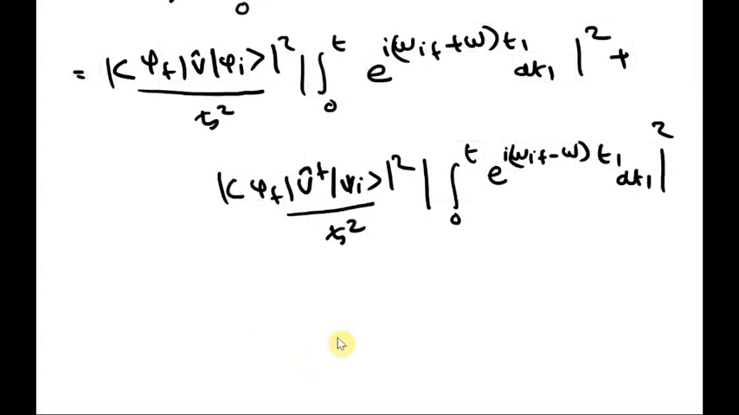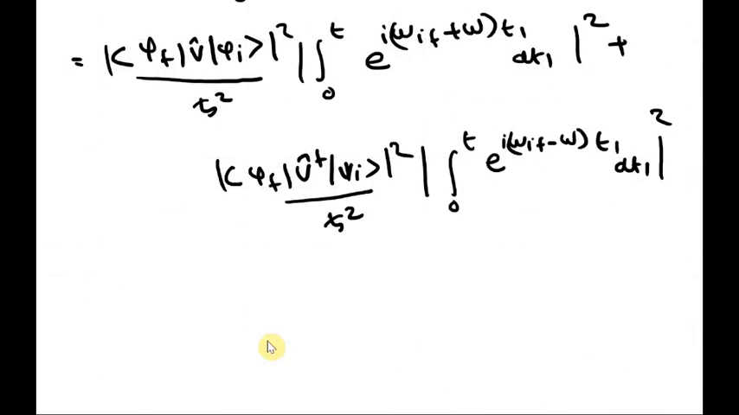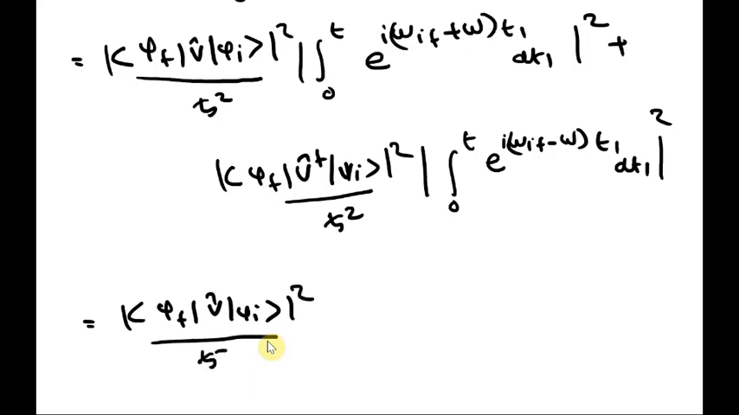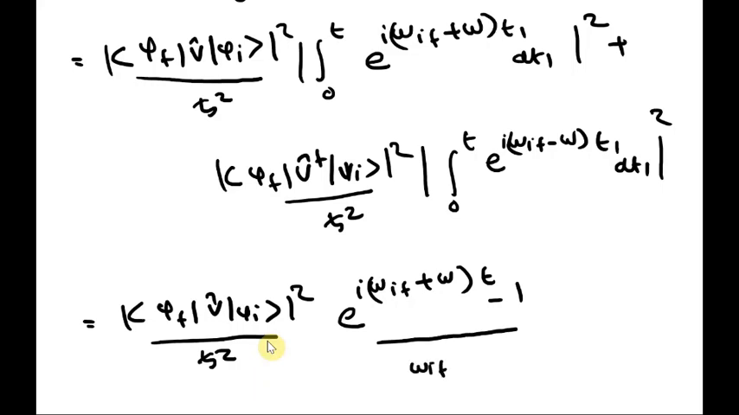Once you do the integration, this term will become modulus square of psi f, V, psi i over h cross square, and here, if I integrate this exponential operator, I'll get e raised to i (omega_if plus omega) t minus 1 divided by (omega_if plus omega) whole square. That is the first term.